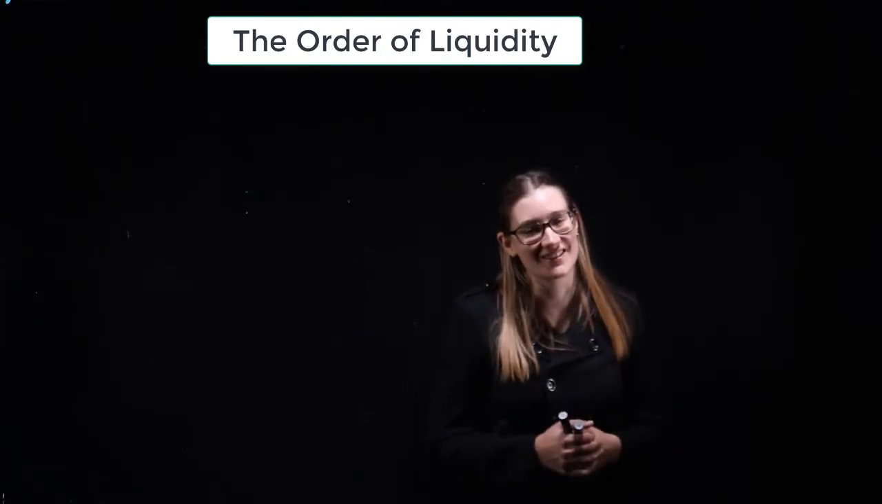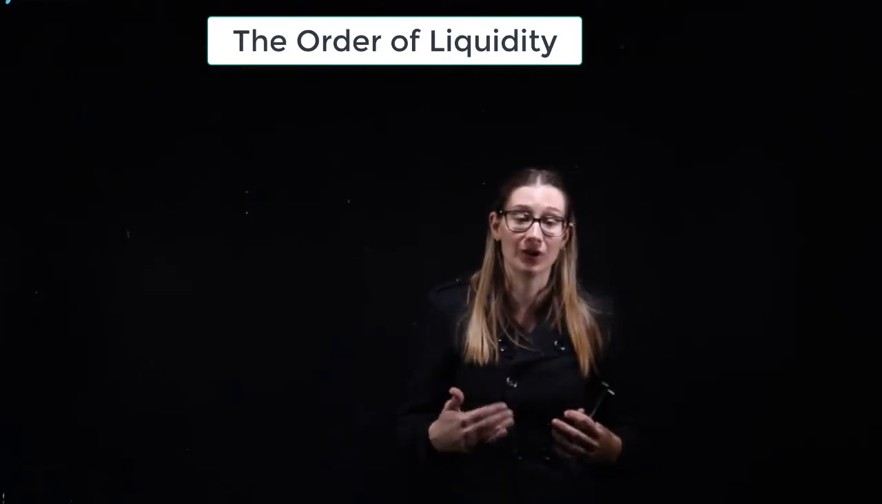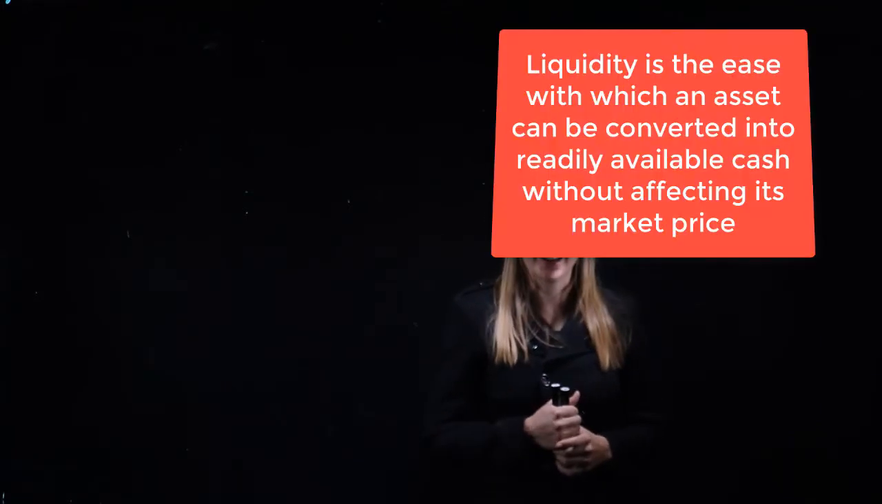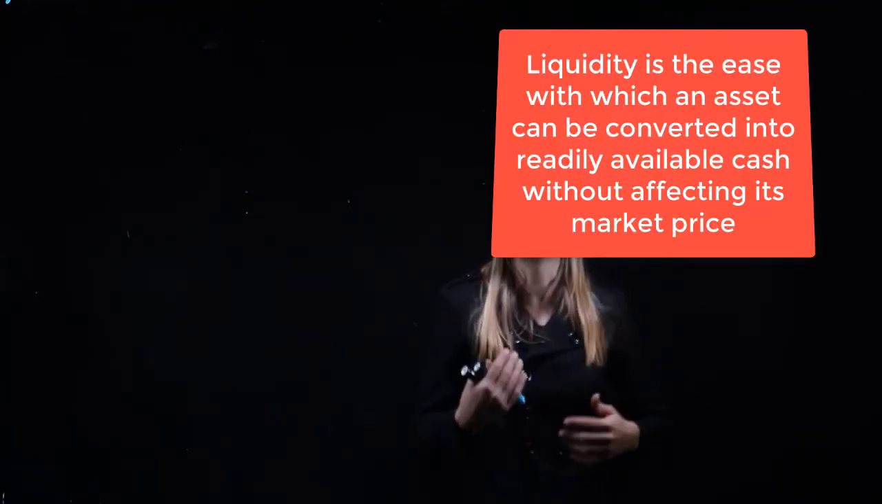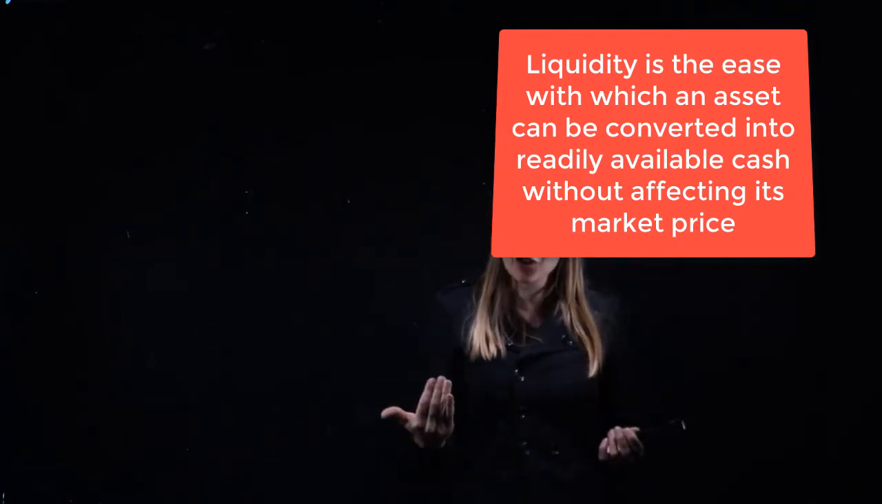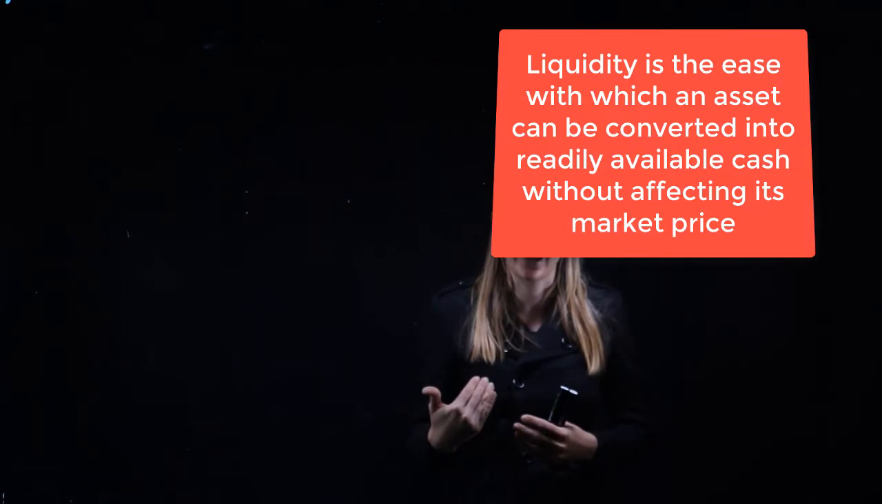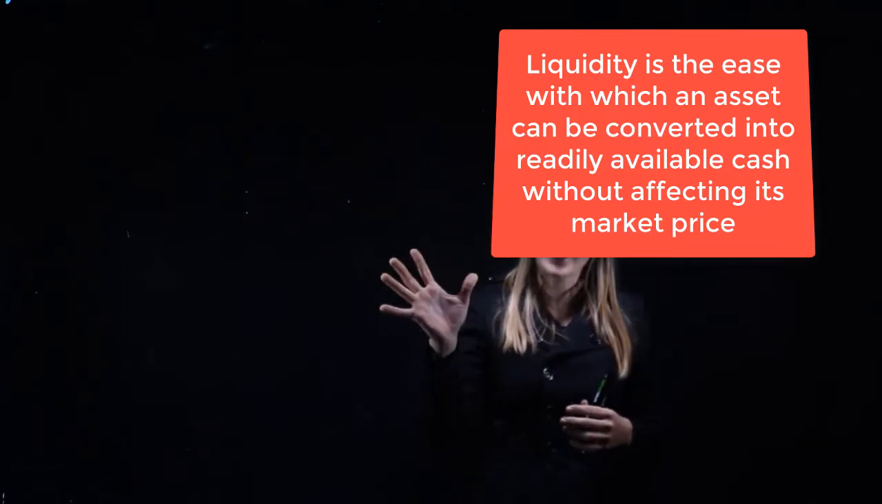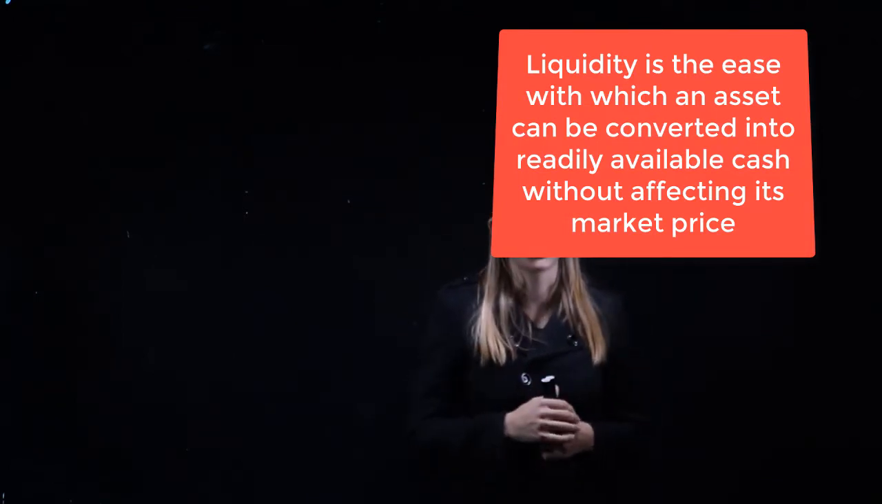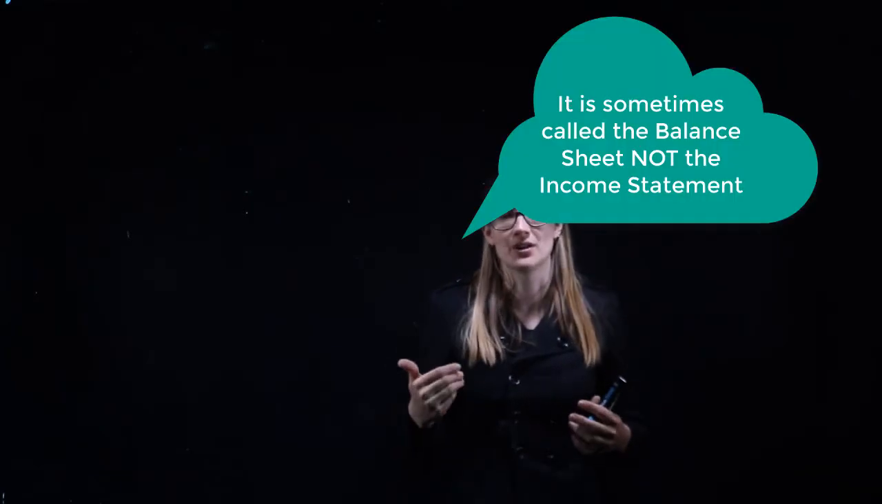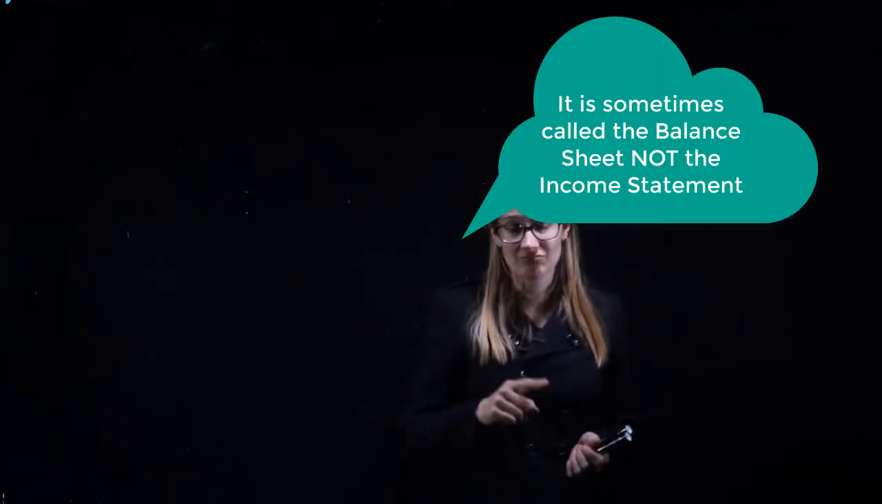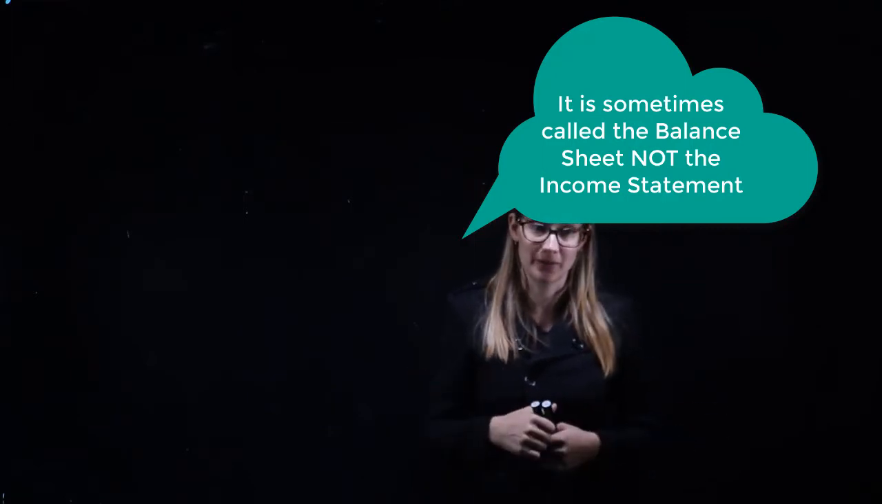Everybody, in this video today we're going to be talking about the order of liquidity. Now what the order of liquidity is referring to here is how quickly something can be converted into cash, and we want to do so in a way that will not diminish the value of that cash. And the way that this is relevant to the preparation of financial reports is it's the order that we will list assets in the statement of financial position, which is sometimes called the income statement.